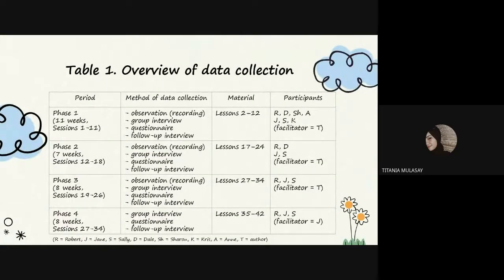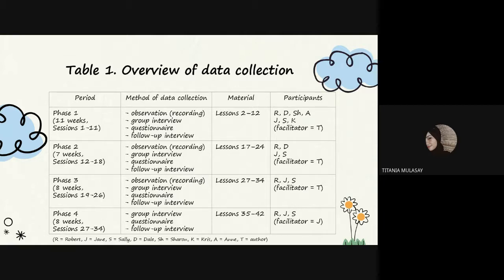Phase 1, 11 weeks, session 1 until 11. Teacher used methods of data collection such as observation, group interview, questionnaire, and follow-up interview. The materials given are lesson 2 until 12 and the participants are Robert, Del, Sharon, Annie, Jenny, Sally, Chris, and the author as facilitator.